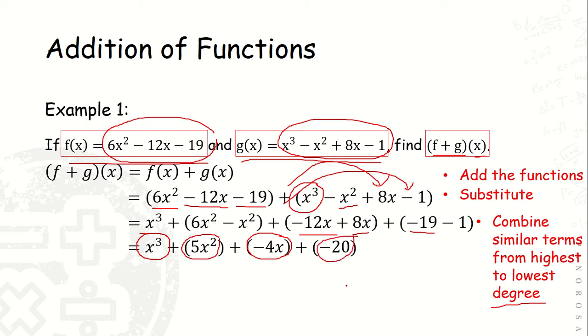And then, for the last part, simplify. So that will be x cubed plus 5x squared minus 4x minus 20. So that is positive times negative, we have negative. Positive times negative, we have negative. So the final answer is x cubed plus 5x squared minus 4x minus 20.